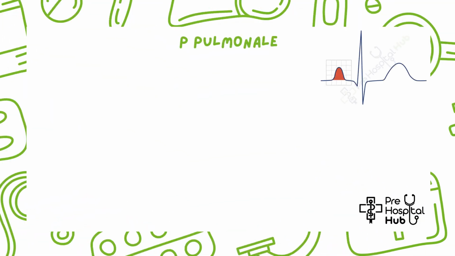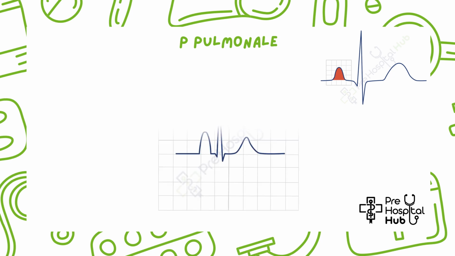So looking at the different types of P wave morphologies now. We have P pulmonale, which may be present in right atrial enlargement. P pulmonale is identified by tall, peaked P waves, and this is most commonly caused by pulmonary hypertension as well as right atrial enlargement.